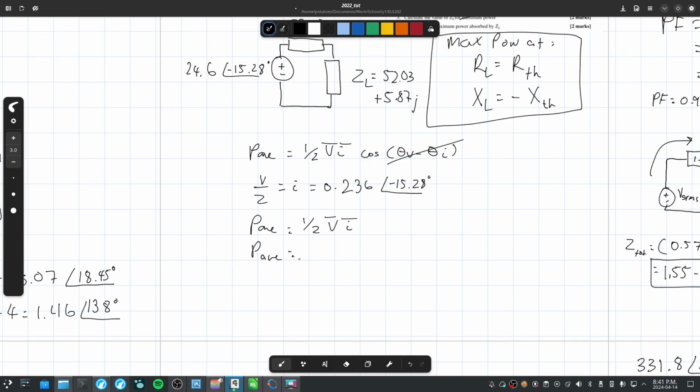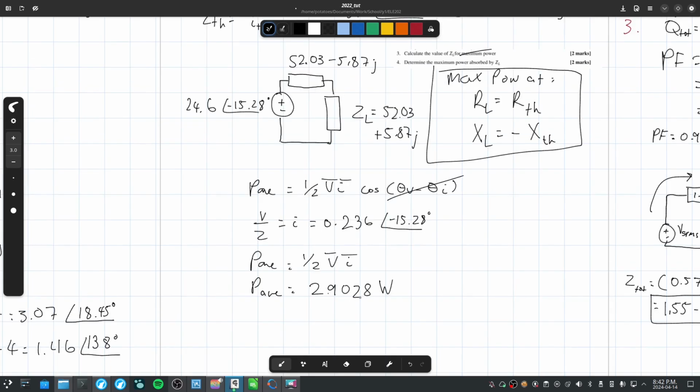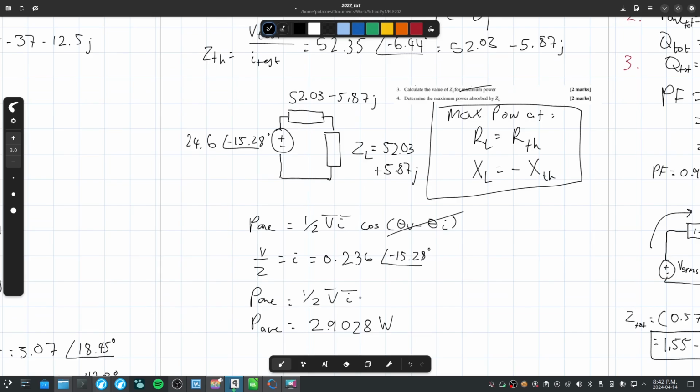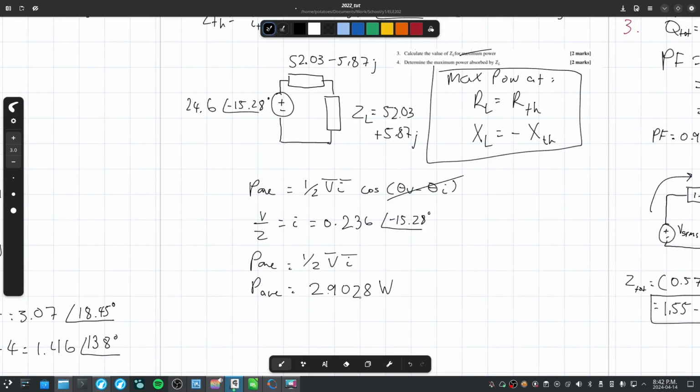Punch that into your calculator. 0.5 times the voltage 24.6 times the current 0.236. You get a whopping 2.9028. This is question 4. What? 24.6, 0.236, yeah.